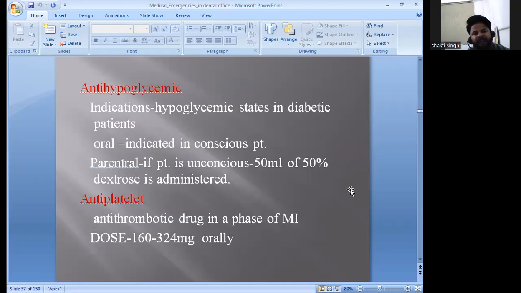Then we come to the anti-hypoglycemic. These are indicated in hypoglycemic states in diabetic patients, and they are given orally if the patient is conscious, and parenterally if the patient is unconscious. 50 ml of 50% dextrose is administered. Then we come to antiplatelet drugs. These are antithrombotic drugs which are given in cases of myocardial infarction, and their dosage is around 160 to 324 milligram orally.